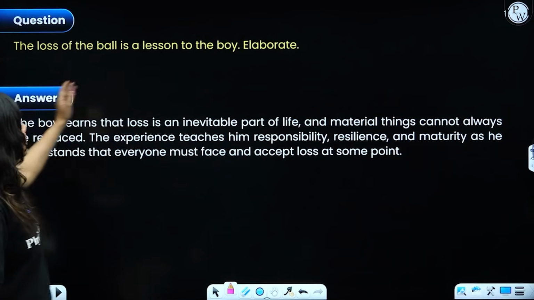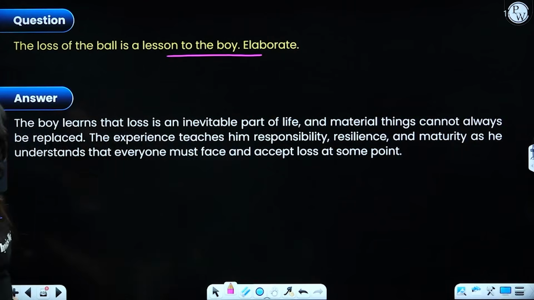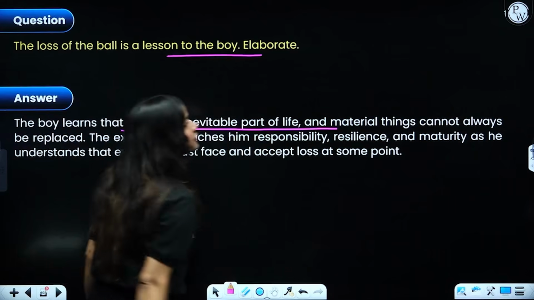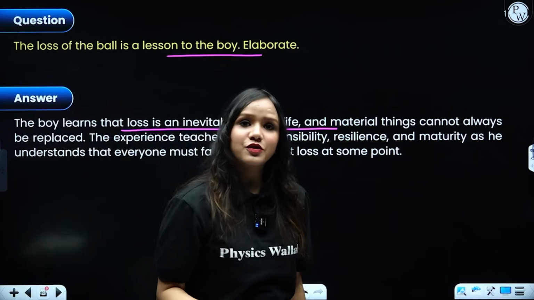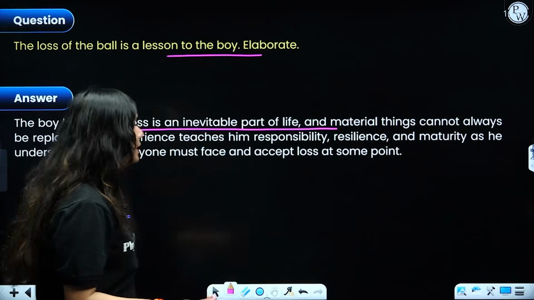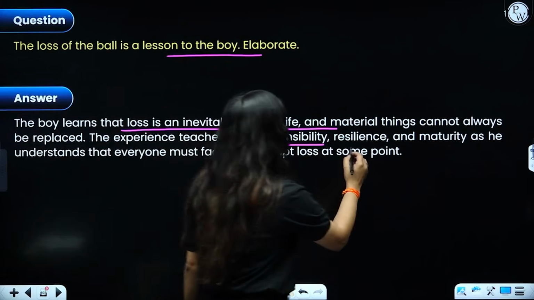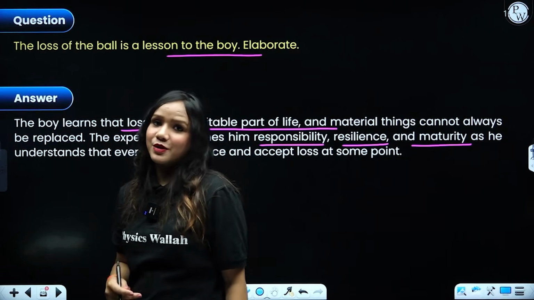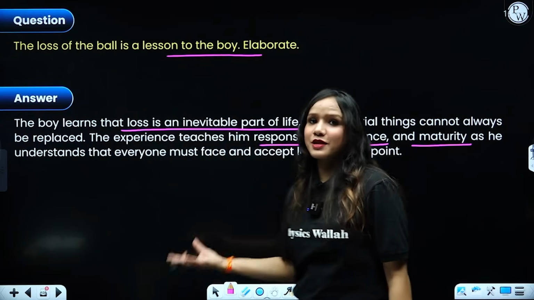Now, the loss of the ball is a lesson to the boy. Definitely, the whole poem is all about that. The boy learns that loss is an inevitable part of life, and materialistic things cannot buy happiness or the sense of responsibility or belongingness, right? The experience teaches him responsibility, resilience, and maturity at the same time. Got it, everybody? I hope this is all clear. Shall we proceed towards another question?